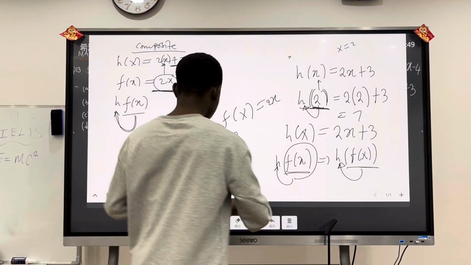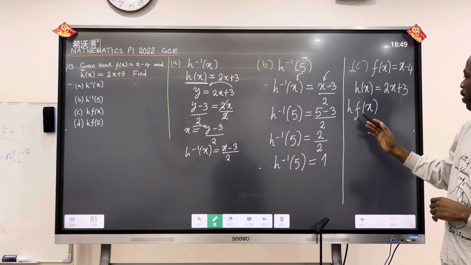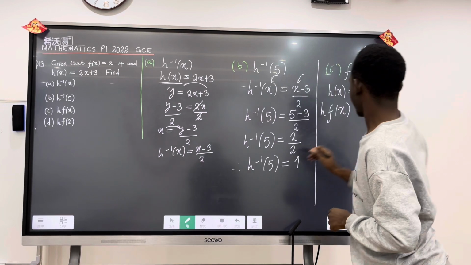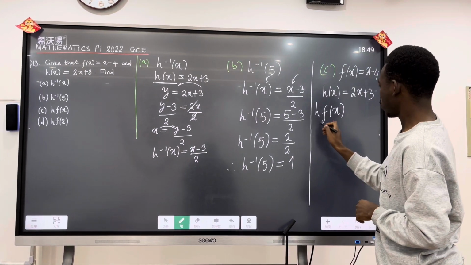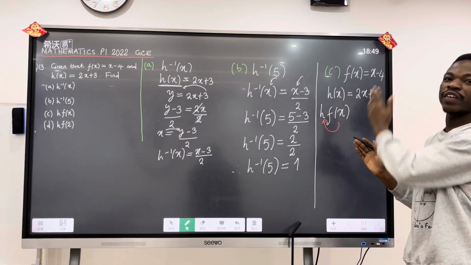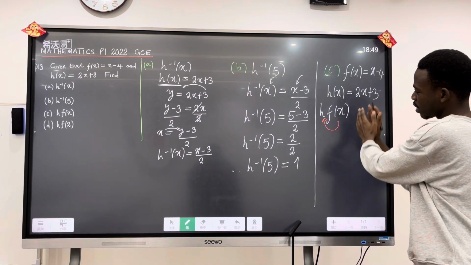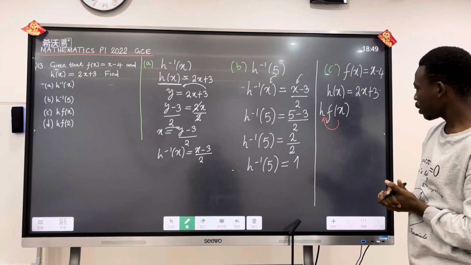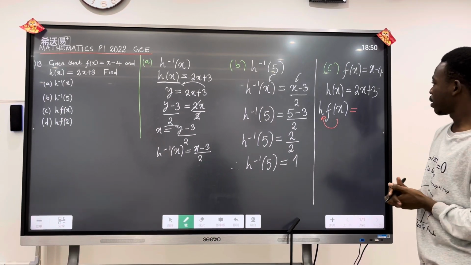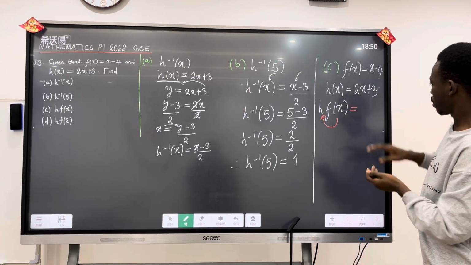So let's use the same idea and find the answer to our problem here. We want to find h of f of x. What we should know is that this function should go in h. If it was the other way around, f of h of x, then it is h of x that should go in f. But here, f of x will go in h. So we're going to have, let me even use this red ink, we know that h of x is 2x plus 3.